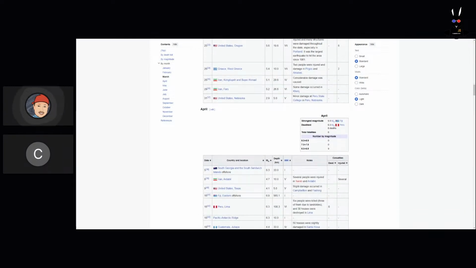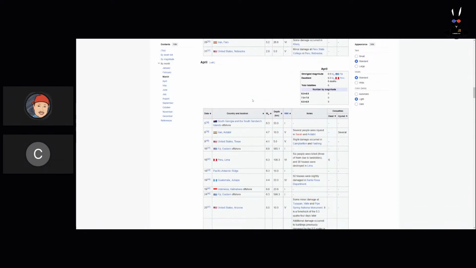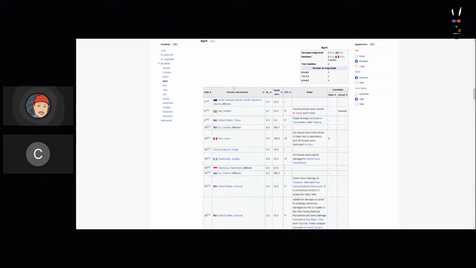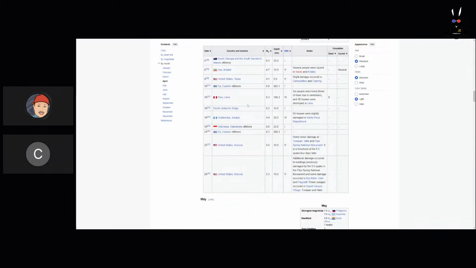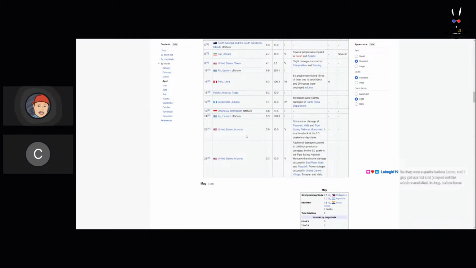Nebraska comes in with a 2.9. Kind of weird. That's not a big deal, though. 2.9 Nebraska oil. Nebraska is probably on. Texas has a 4.1. Lima, Peru comes in at 6.7. Pacific Antarctic Ridge is 6.3. Guatemala 4.4. Arizona comes in with a 5. Oh. Wow.